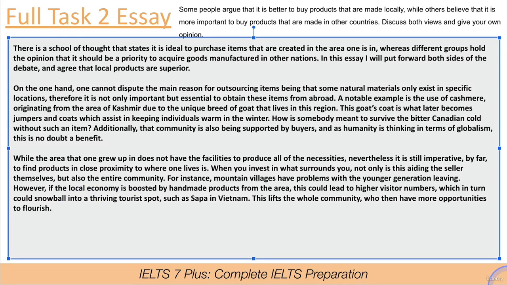When you invest in what surrounds you, not only is this aiding the seller themselves, but also the entire community. For instance, mountain villages have problems with the younger generation leaving. However, if the local economy is boosted by handmade products from the area, this could lead to higher visitor numbers, which in turn can snowball into a thriving tourist spot such as Sapa in Vietnam. This lifts the whole community, who then have more opportunities to flourish.